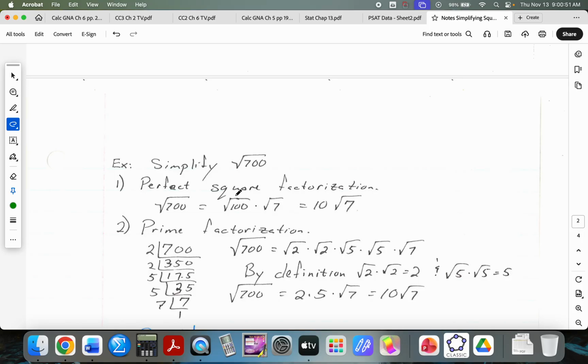And in fact, if you don't want to write this middle part, you can go straight from the square root of 700 to 10 square roots of 7, and I'm not going to be on your case about you've got to show your work. Okay? I'm fine with that if you can do that in your head. Fact is, it would make me really happy if you could do that in your head.